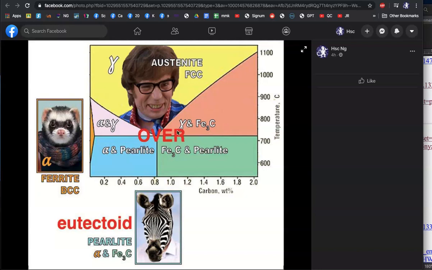Hypo means under. Now you might hear diabetics can be hypoglycemic. That means they don't have enough sugar, and if they don't have enough sugar, well, they faint. Whereas hyperactive kids who have had too much sugar have too much energy. So hyper and hypo are different. We call this side the hypoeutectoid, and this side the hypereutectoid. Okay, so we're done with that.